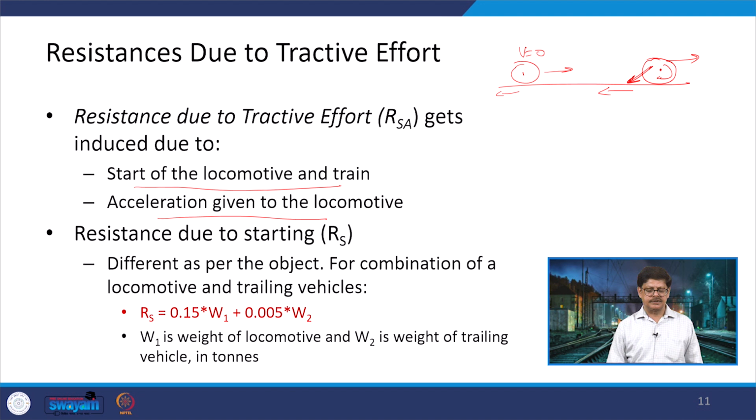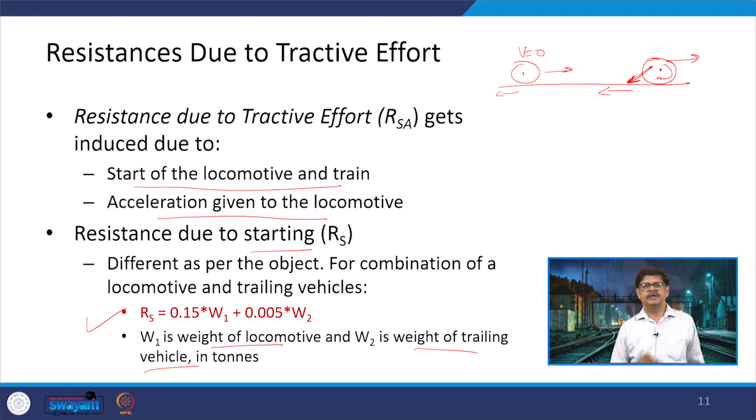So, let us look at the resistance due to the starting of the train or the locomotive. As per the object, these are going to be different for combinations of locomotives and trailing vehicles. It is given as 0.15 into W1 plus 0.005 into W2, where W1 is the weight of the locomotive and W2 is the weight of the trailing vehicles in tons. That means whatever number of wagons have been attached to the locomotive, accordingly this weight will be there.